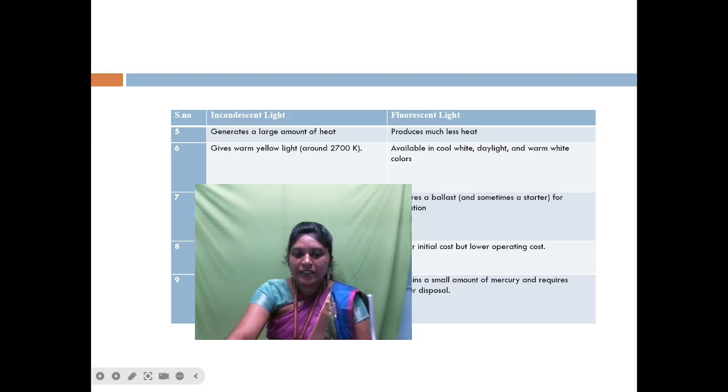In incandescent light, there is instant start without additional equipment. Here there is no additional equipment, but fluorescent light requires a ballast and starter. By using the starter, we initially start the lamp. Incandescent has a lower initial cost, but fluorescent has a higher initial cost and a lower operating cost. Incandescent light does not contain any hazardous material, but fluorescent light contains some mercury and requires proper disposal.